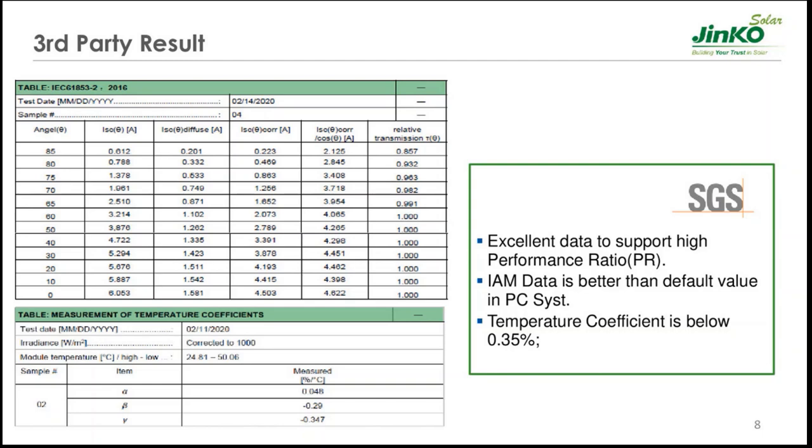So one is the temperature coefficient, of course. The other one is the IAM data. And the other one is, of course, the low irradiance performances, which allows you to increase the final performance ratio for your plant. By checking the table of the low irradiance, depending on the angle, we can see that the response of the panel has been improved compared to Cheetah technology. And of course, even the temperature coefficient is below 0.35%. Here we see that it is minus 0.34, and it's a very good achievement in terms of temperature coefficient.